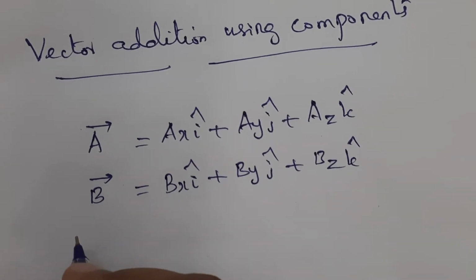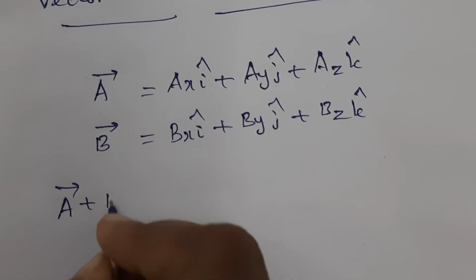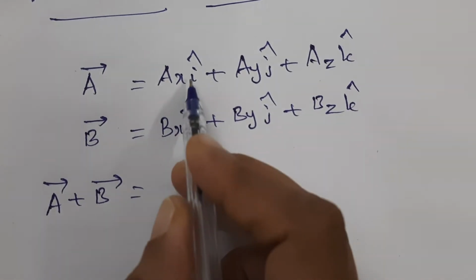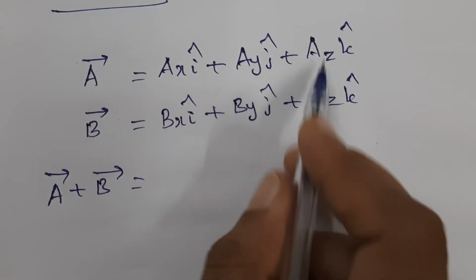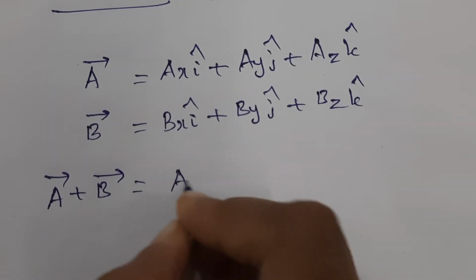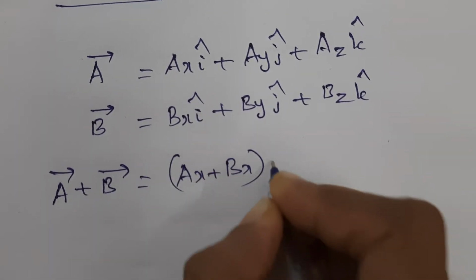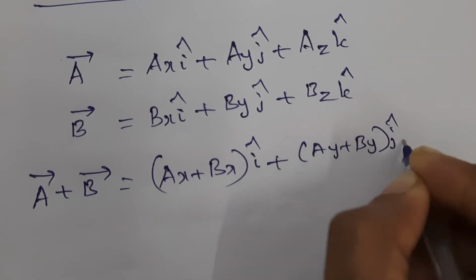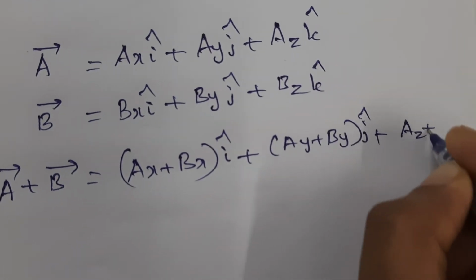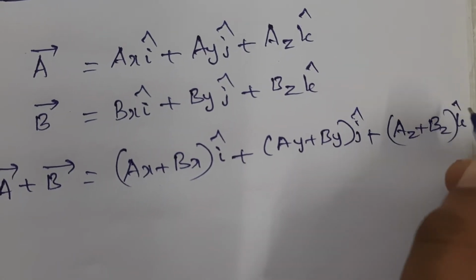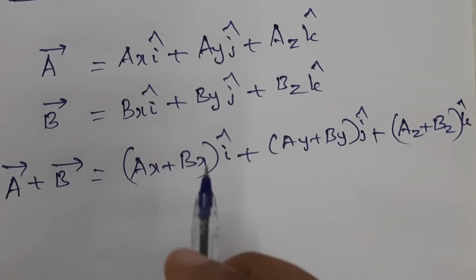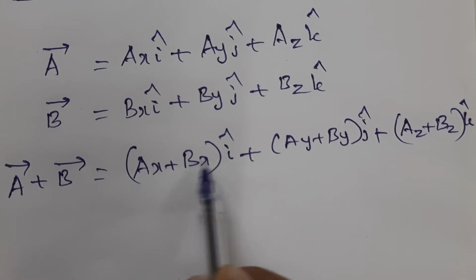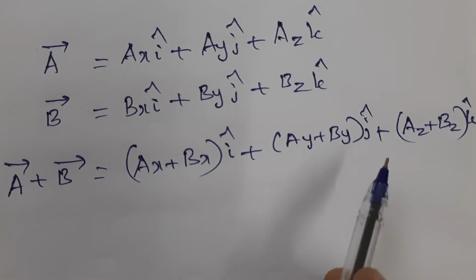Then what is the addition of these two vectors? A vector plus B vector is equal to adding their corresponding x, y and z components. That means (Ax plus Bx) into i cap plus (Ay plus By) into j cap plus (Az plus Bz) into k cap. So adding the two vectors is equal to adding their corresponding x, y and z components.